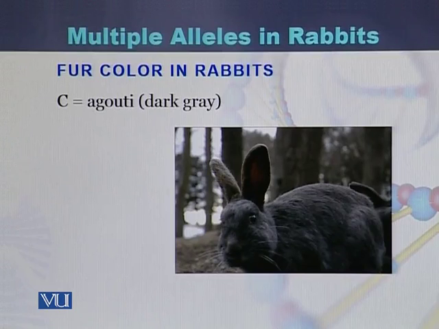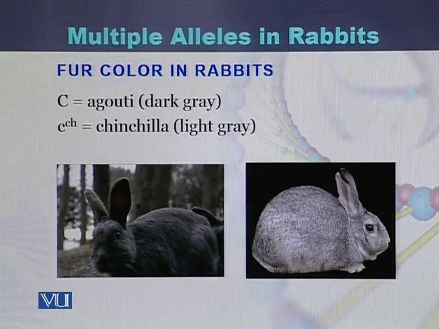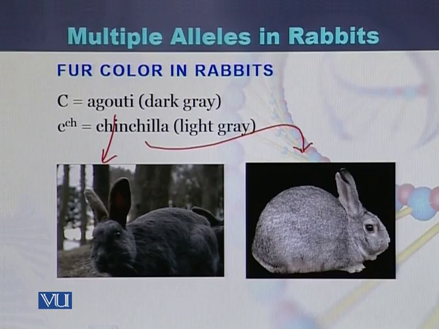Here we can see that if the fur color in the rabbits is dark gray, which is also called agouti, there is a C allele of a gene that controls the dark gray fur color. In this example, C is for the agouti. If there is the C allele, then it will be agouti, while if there is the CH allele, then it will be chinchilla color. So this is the chinchilla color and this is the agouti color.